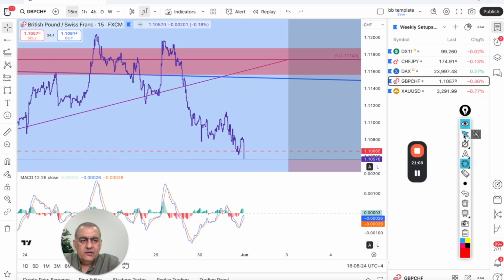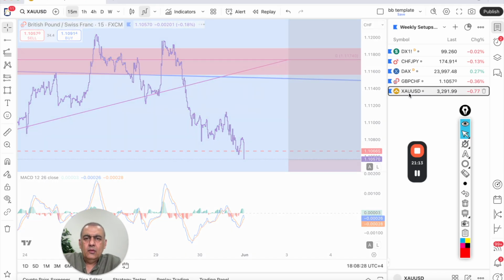So pound CHF at the moment looks bearish to me. And finally, let's move to gold.